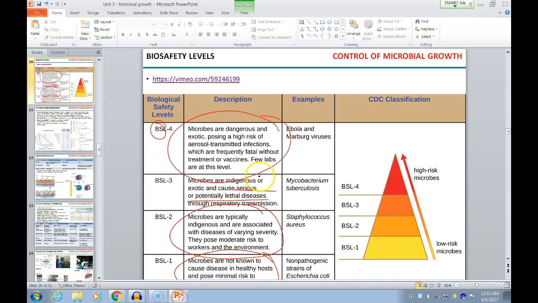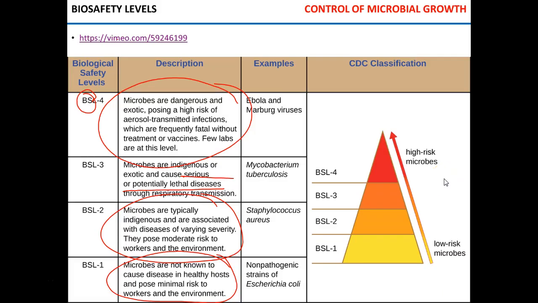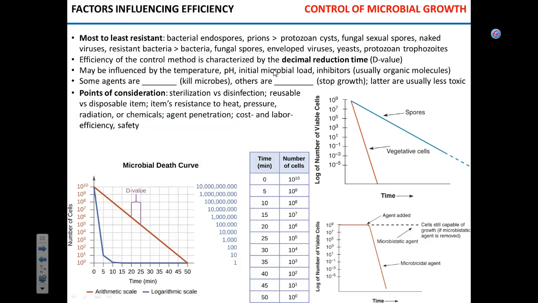So let's continue talking about the different aspects of microbial control. And the first thing we need to discuss is which factors will influence the efficiency of the microbial control. We can talk about it. It's probably a wrap up. So first of all, we need to understand what we are dealing with, right?